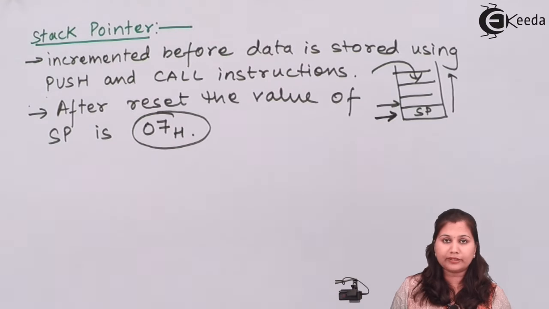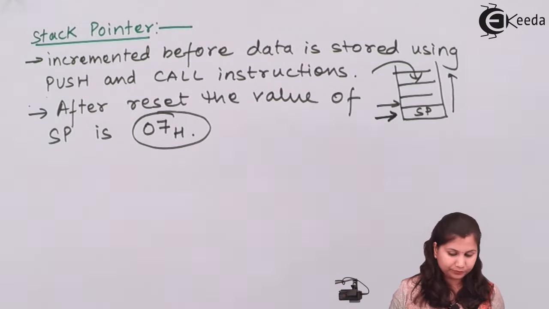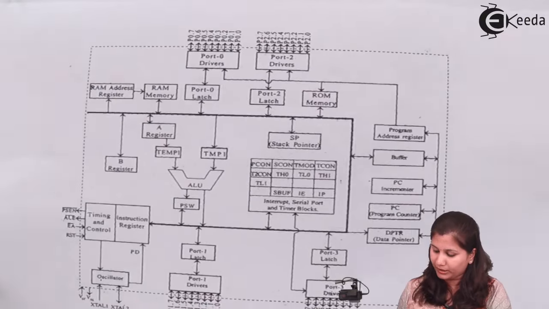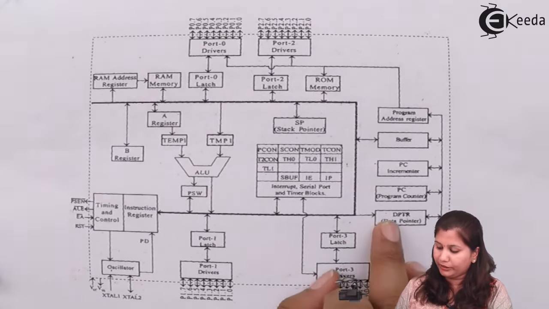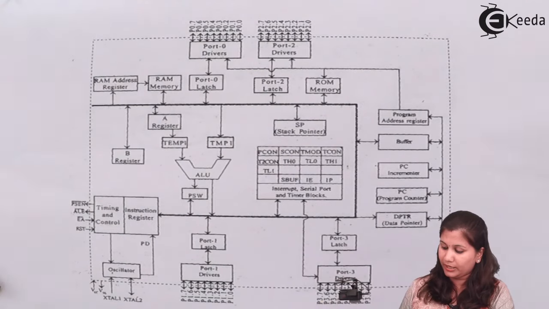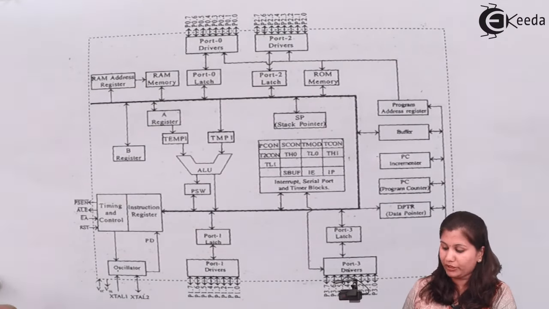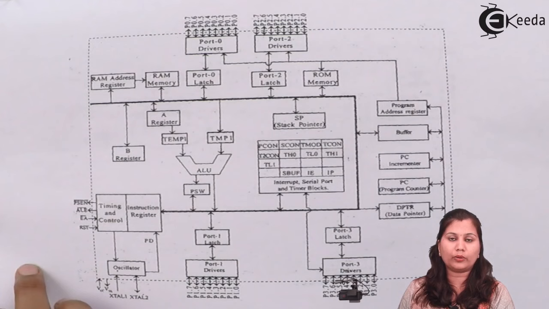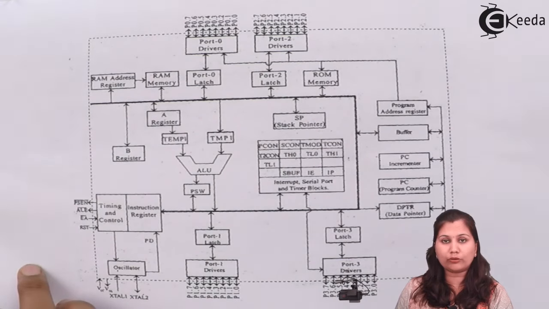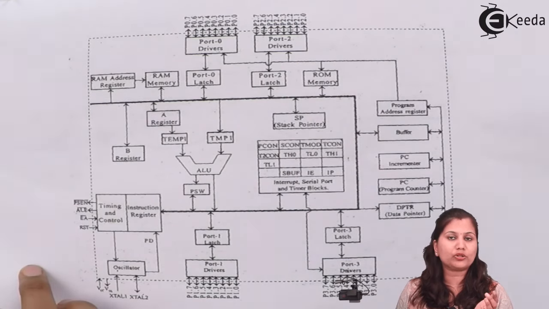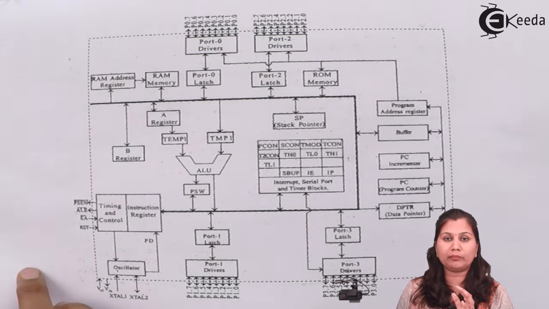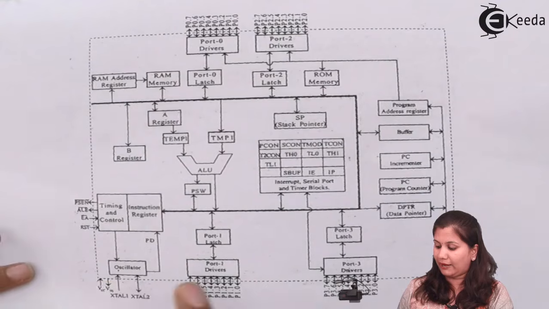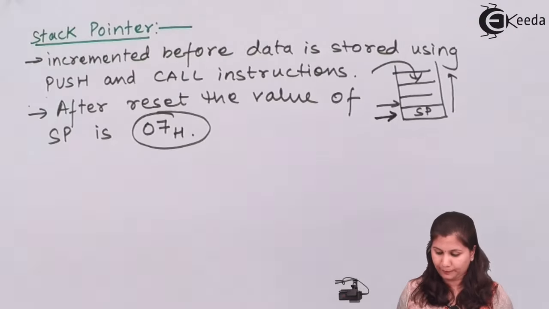Next we have the data pointer. In the block diagram you can see we have the data pointer, DPTR. This data pointer will point towards the data, because in the microcontroller we have program memory and also data memory. So to hold the address of the memory location of the data, we have the data pointer.